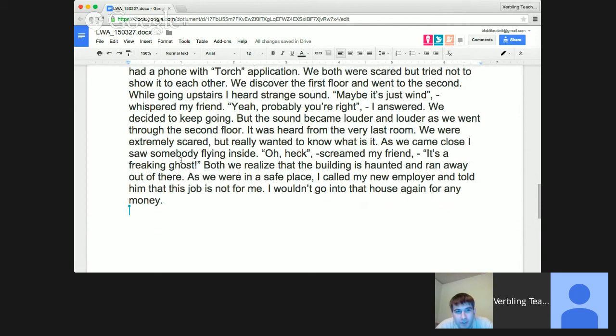We were extremely scared, but I really wanted to know what it is. As we came close, I saw somebody flying inside. "Oh heck!" screamed my friend. "It's a freaking ghost!" We realized that the building is haunted and ran away out of there. As we were in a safe place, I called my new employer and told him that this job is not for me. I would not go into that house again for any money. That's very funny, Vladimir.